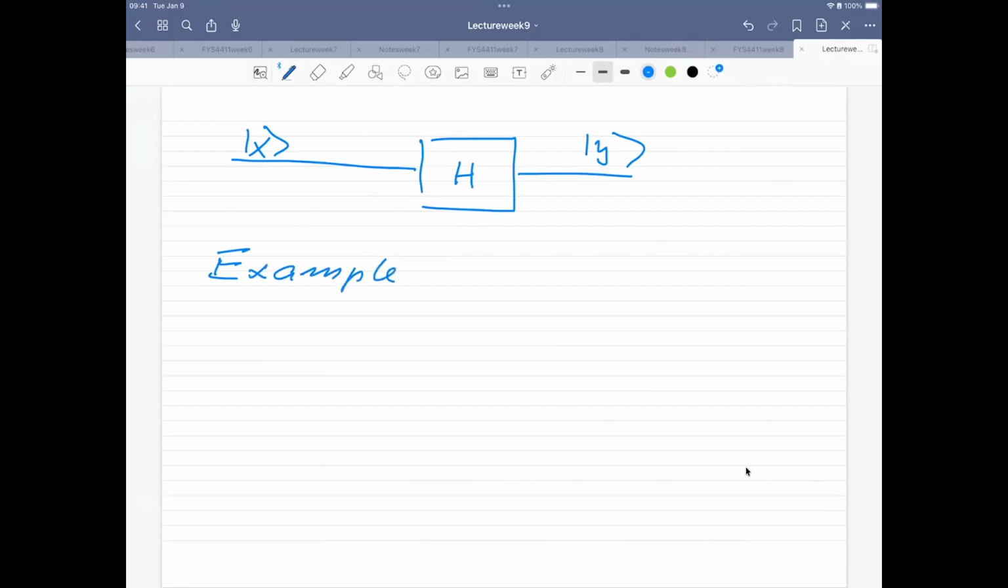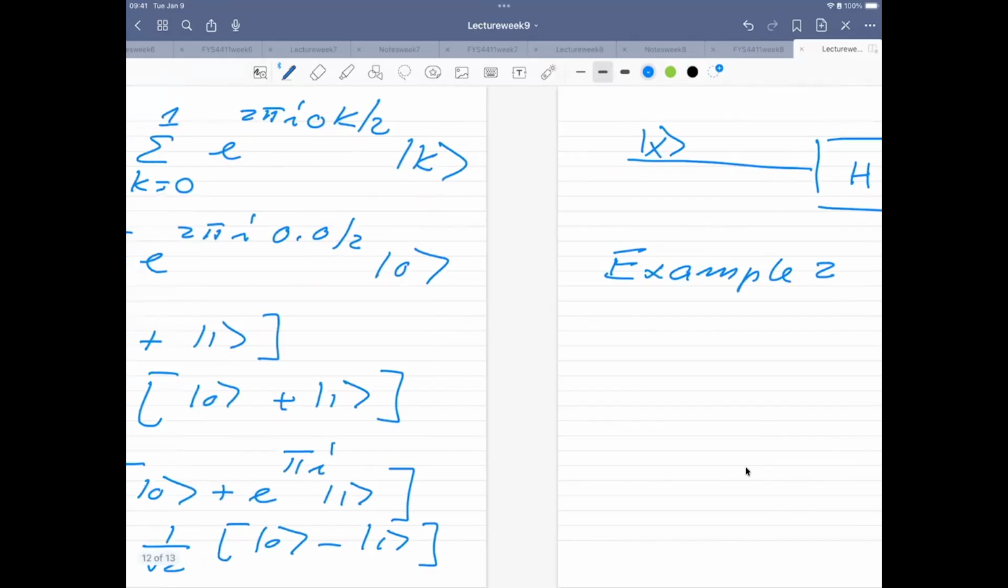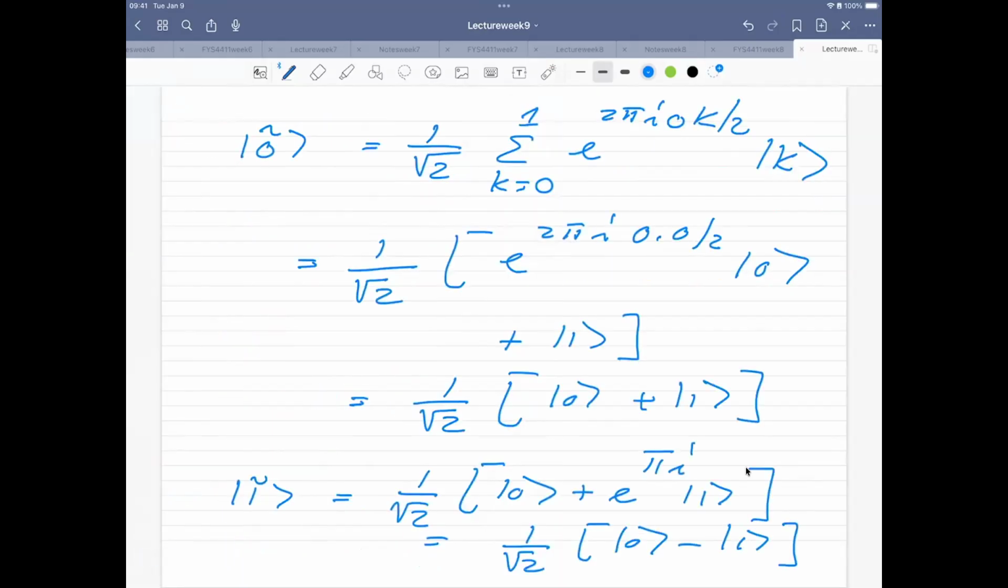So this is example 2 here. And now we are going to say that n is equal to 2 qubits. So this is the number of possible states, and it means that we have 2 qubits. In our case, I'm going to introduce a notation here. And the whole trick, which you will see pretty soon, is to be able to rewrite this Fourier transform.